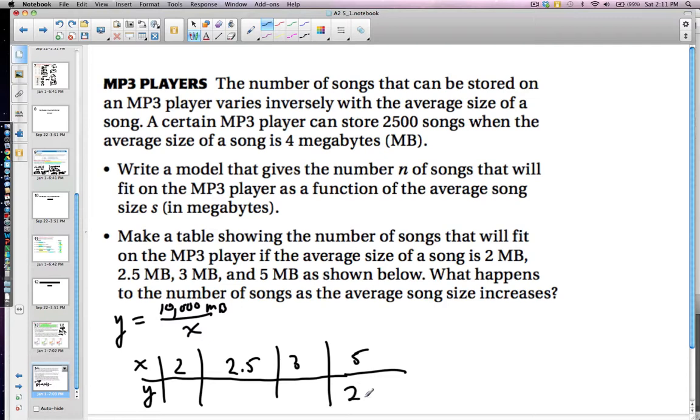Okay, so when it's 5 megabytes, I can store 2,000. When it's 2 megabytes, I can store 5,000. When it's 2.5 megabytes, then I could store 4,000. And when it's 3, then I'm going to be able to store 3,333 songs. Right? So 5,000 songs when they're 2 megabytes, 2,000 songs if they're 5 megabytes. Okay, so that's using an inverse variation model. And you'll notice again, the characteristics are as x increases, y is decreasing. That's the sign of an inverse variation model. So that's section 5.1.